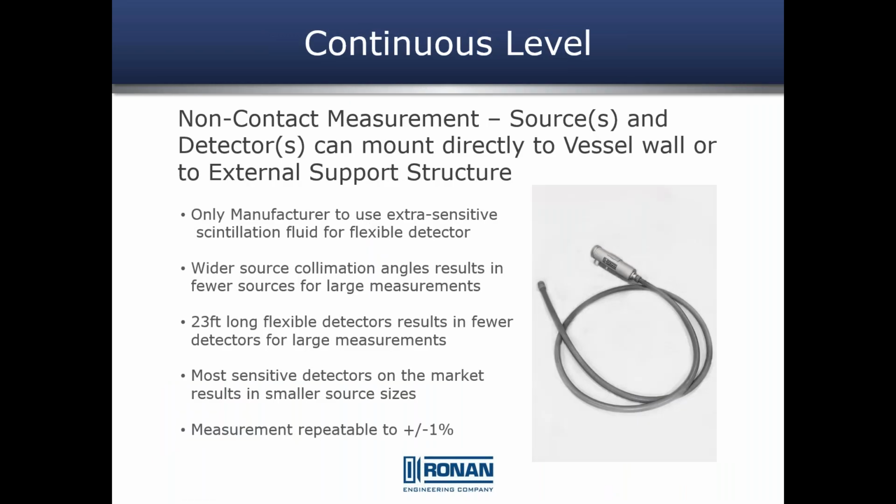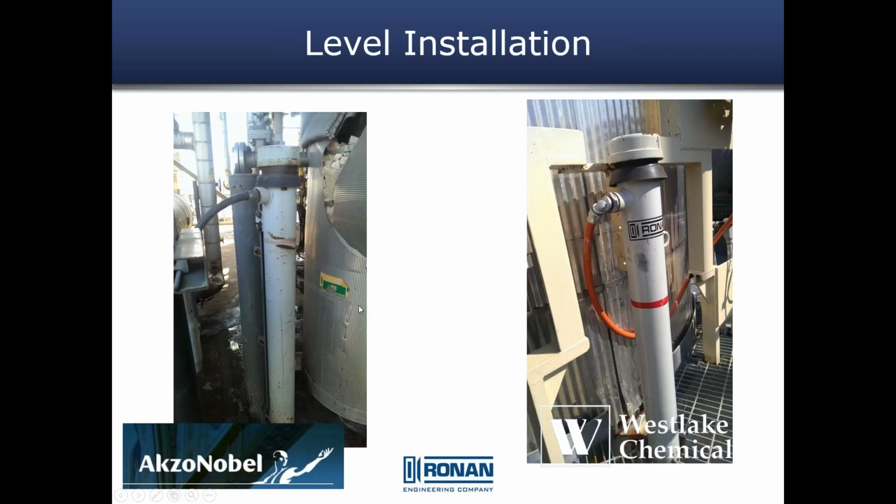So the third measurement is level, continuous level. Here's just an idea, just to refresh our memory what we're doing, non-contact. Our goal is 1% repeatability, and we can measure up to 23 feet with one detector. Here are a few installations at chemical companies, AkzoNobel and Westlake Chemical.